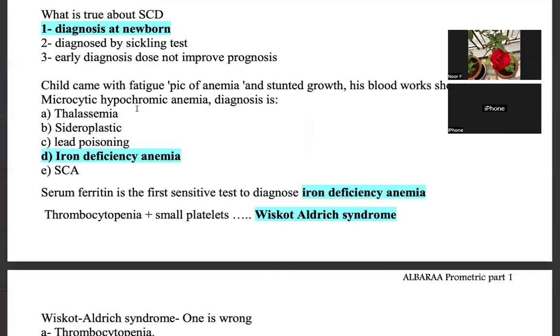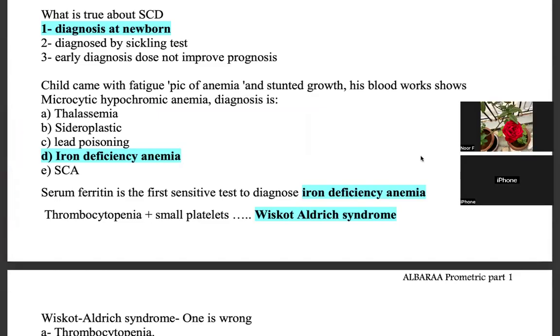Next is a child who came with fatigue, picture of anemia and stunted growth, and his blood work shows microcytic hypochromic anemia. You can see this in thalassemia, sideroblastic anemia, lead poisoning, iron deficiency, and sickle cell anemia. All are microcytic hypochromic anemia. But what is the thing which is pointing you here to iron deficiency anemia? This is very important.